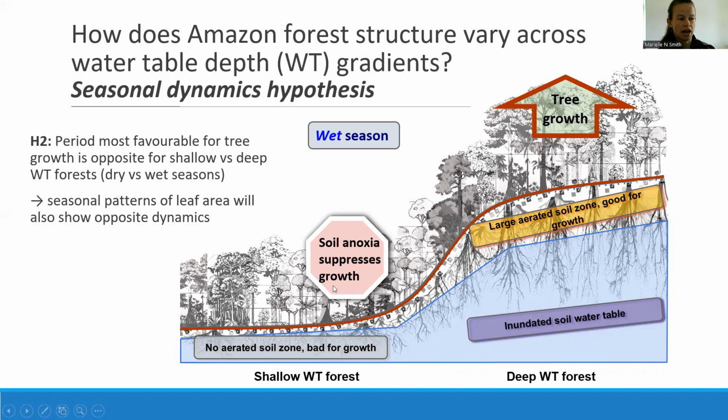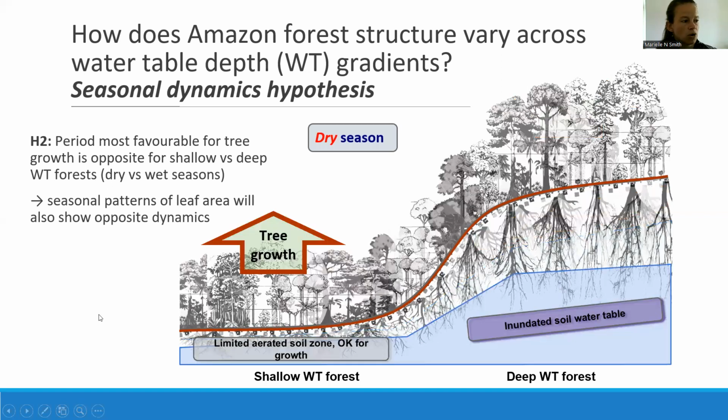So here we're looking at an image of the wet season, and you can see that this is when tree growth tends to happen in the deep water table depth forest, but the soil anoxia suppresses growth in the shallow water table depth region. The soil is inundated with water, so it's not really great for growth. On the other hand, during the dry season, some of the soil has dried out and there's limited aeration, so that's when tree growth tends to happen in the shallow water table depth regions.